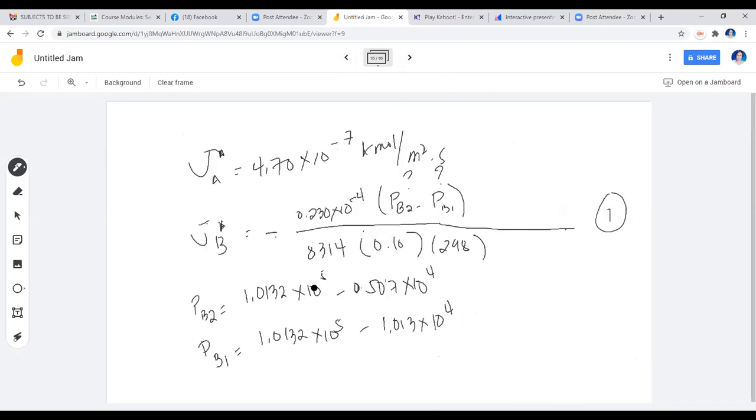Now we will substitute these two in the equation above. So you have negative 0.230 times 10 raised to negative 4 times. So if you process this, that should be the value. This one is 96250.